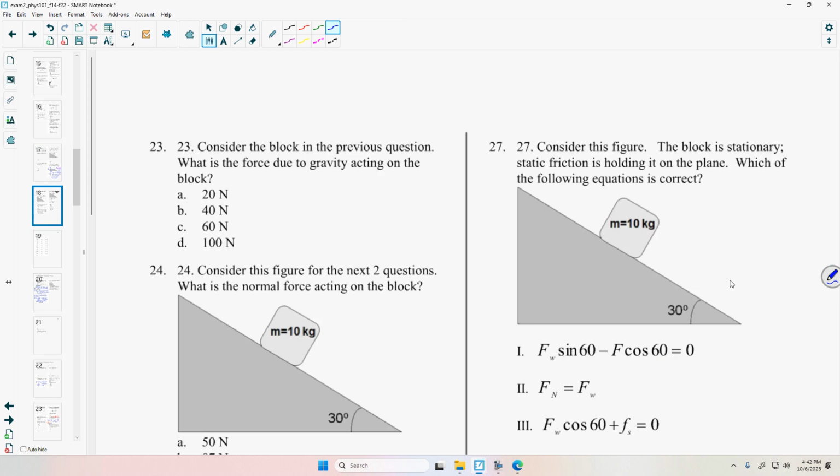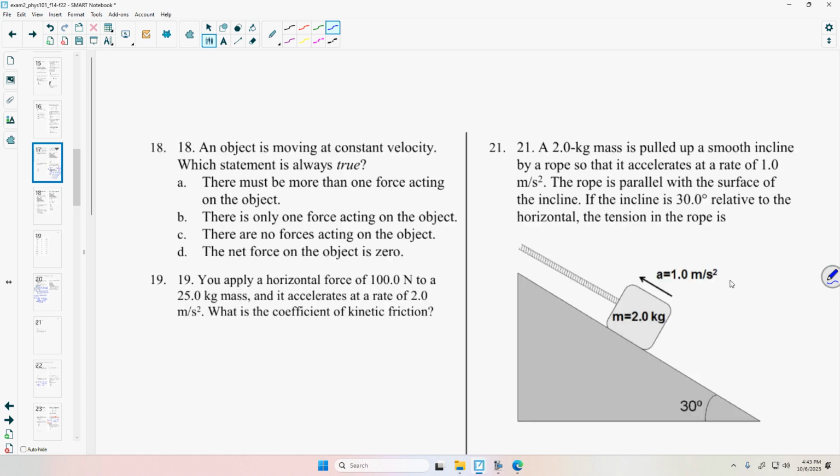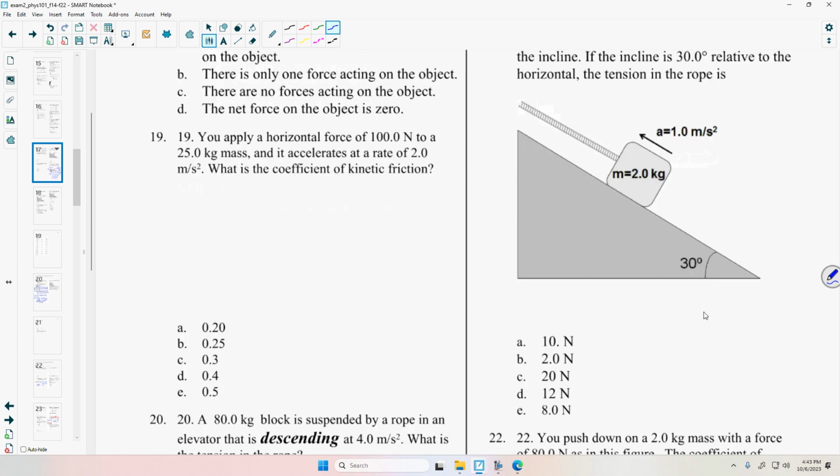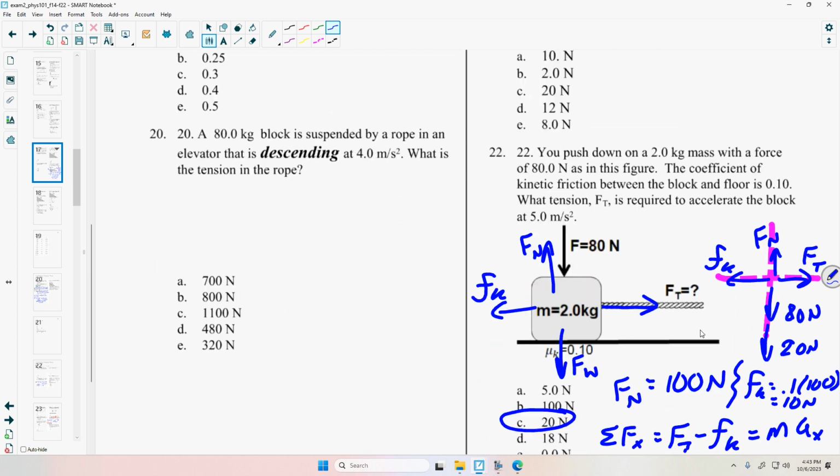So let's go to the next one. What is the force due to gravity acting on the block? Well, the force due to gravity is just the weight. It's 2 kilograms, so it's 20 newtons. What is the weight of the object?